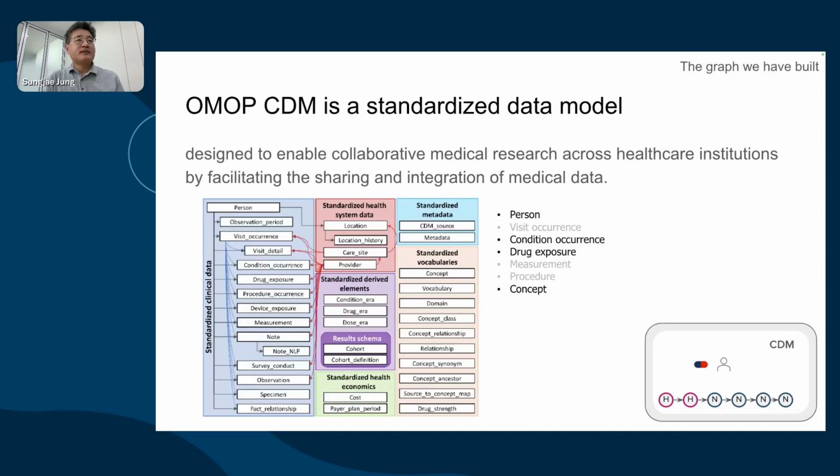OMOP CDM is a standardized data model designed to enable collaborative medical research across healthcare institutions by facilitating the sharing and integration of medical data. CDM deals with a whole bunch of things inside the hospital. In our work, we focus on the person, drug exposure, and condition occurrence. Condition occurrence records the diagnosis, the disease the patient has, and the concept, which is vocabulary.